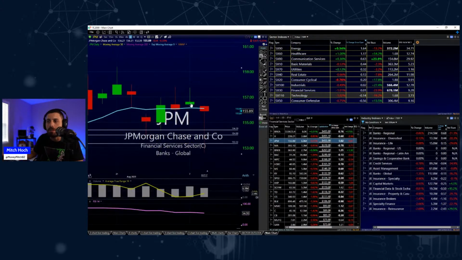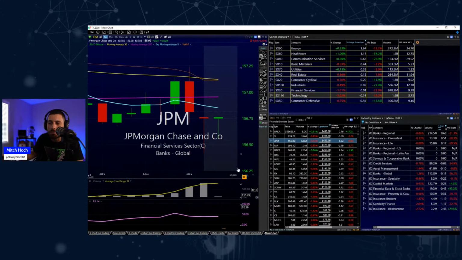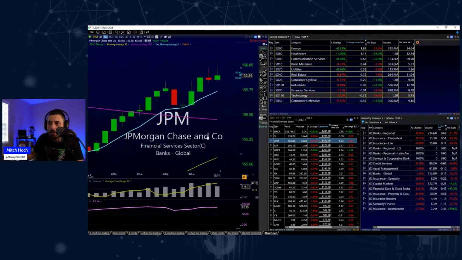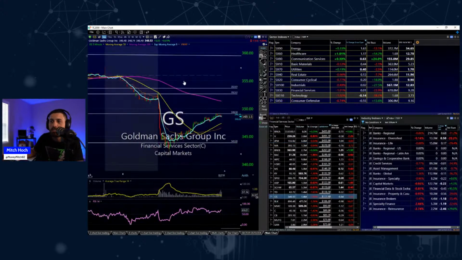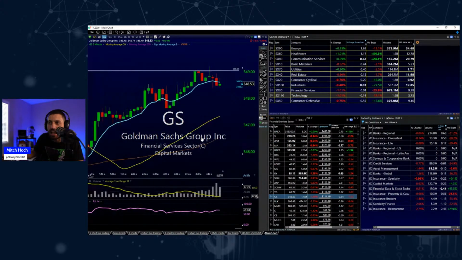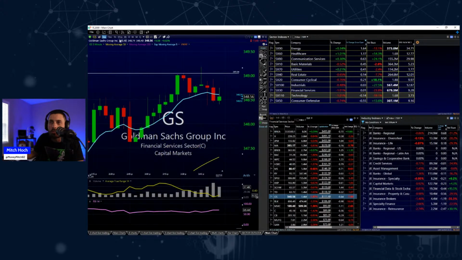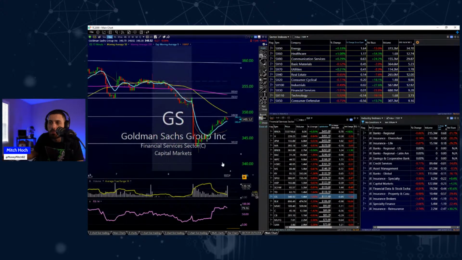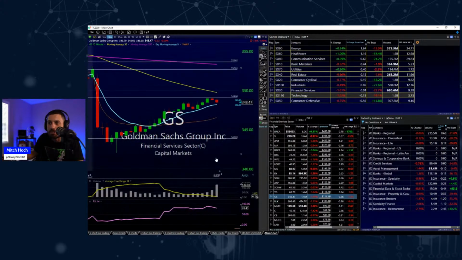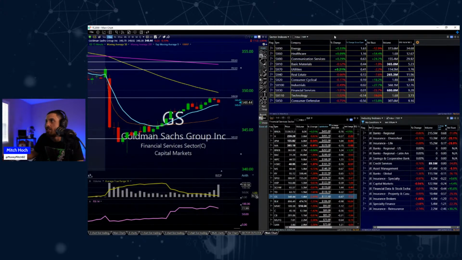And then JPM didn't look too bad. I wouldn't mind taking a short on JPM, but really, now that I've already traded JPM, I'd probably shift more towards Goldman Sachs. Why? Because I have a feeling that Goldman Sachs, and I've seen it on the chart, has a tendency of holding trends a little bit more than JPM. JPM can be a little bit shaky. So you know what?